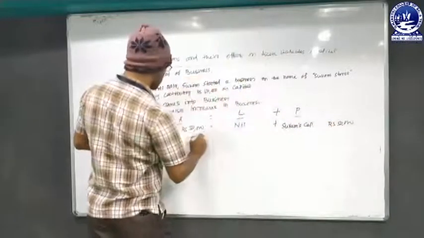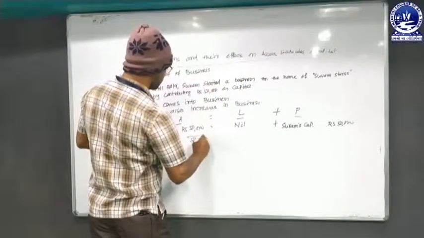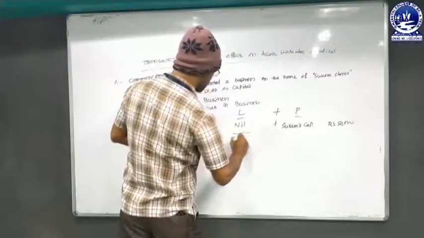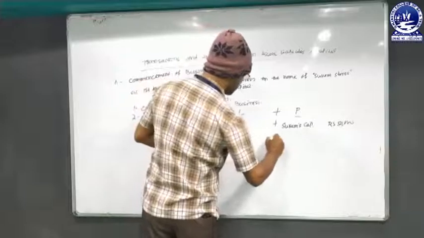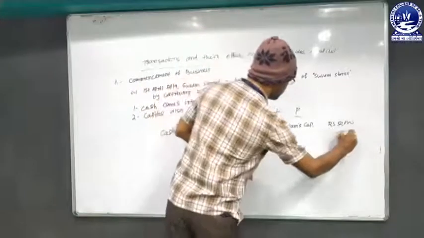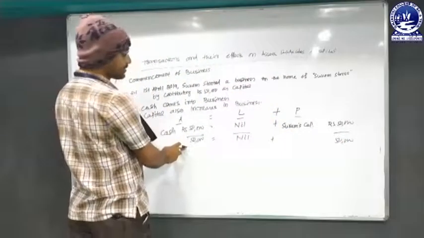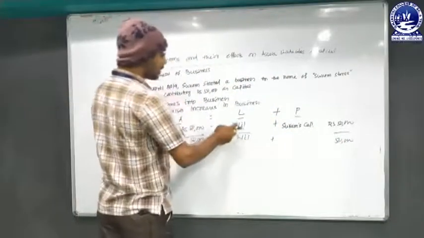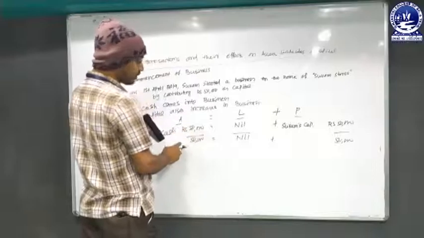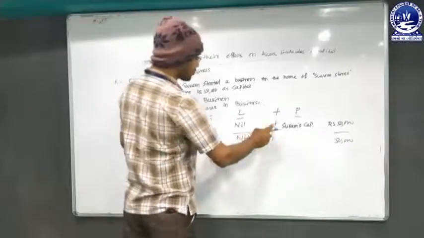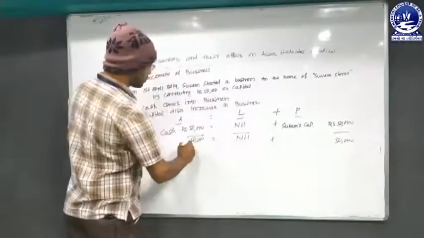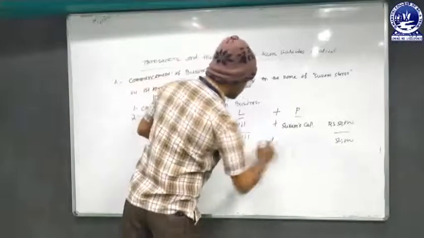So finally we conclude that asset, that is 50,000, equal to nil plus 50,000. So the total of right side is equal to total of left side. The left side amount is equal to 50,000, right side also equal to 50,000. So this is the accounting equation.